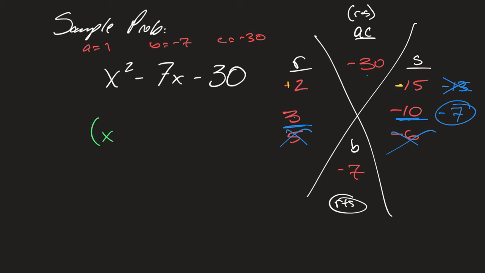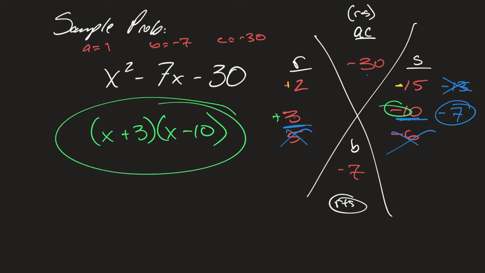So when I factor this as two binomials, I have x plus 3, because this is a positive factor, times x minus 10, because this is a negative factor. And these are the two binomials that can be written as a product. Two binomials multiplied together that give me this product here.